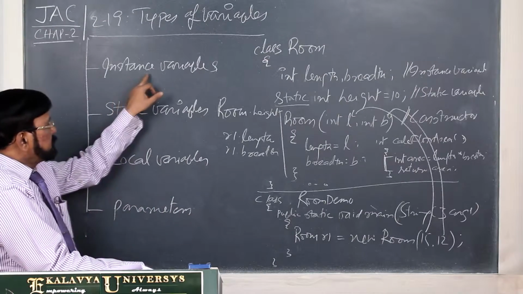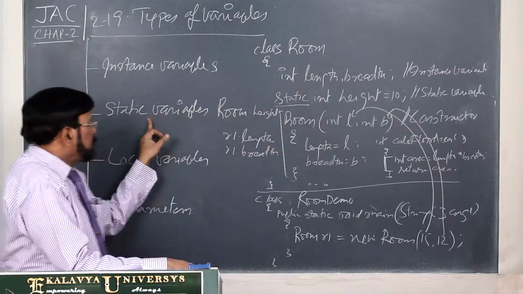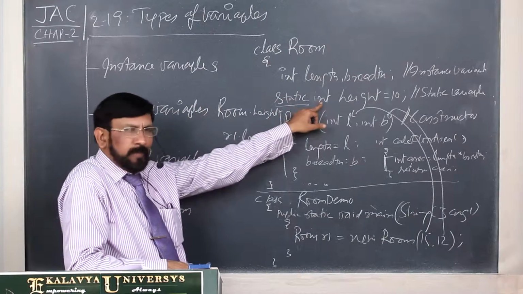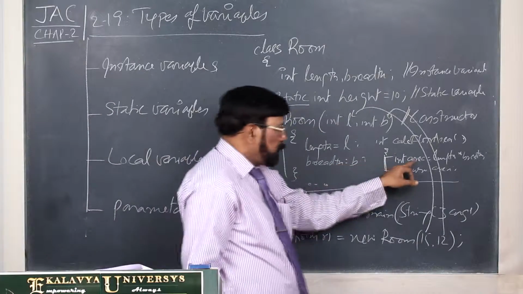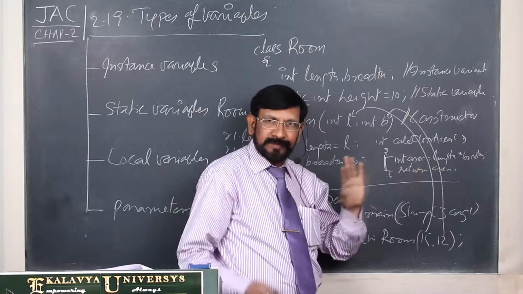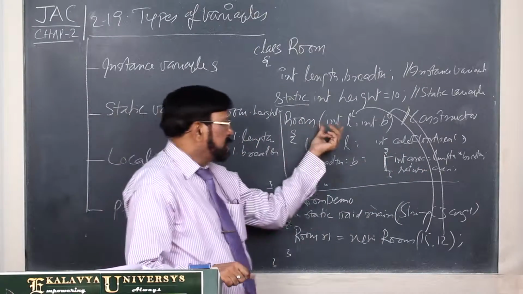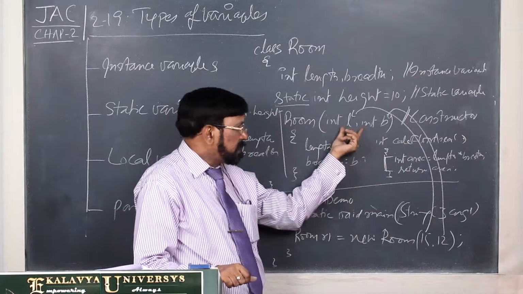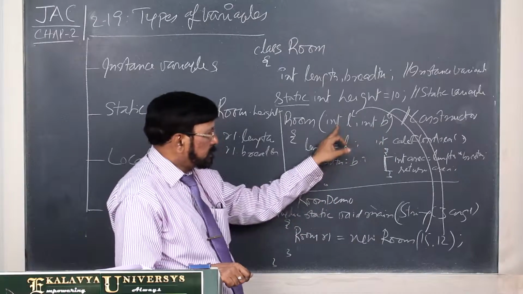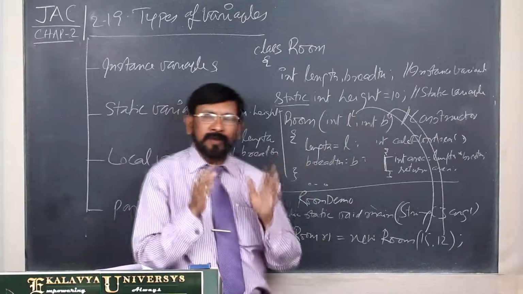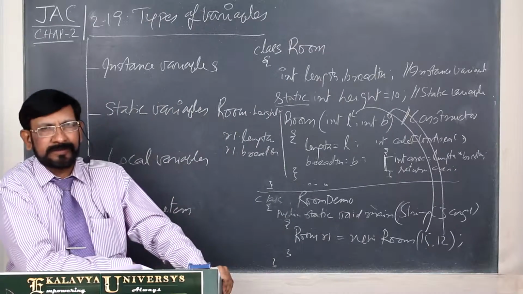First, instance variables: where are they created? Within the body of the class. Static variables: where are they created? Within the body of the class. And local variables: where are they created? Within the body of the method, not the class. That you remember. And parameters: where are they created? In the header of the method. Constructor is also one type of method. So at the header of the method, formal arguments or parameters are created. That is the first difference.